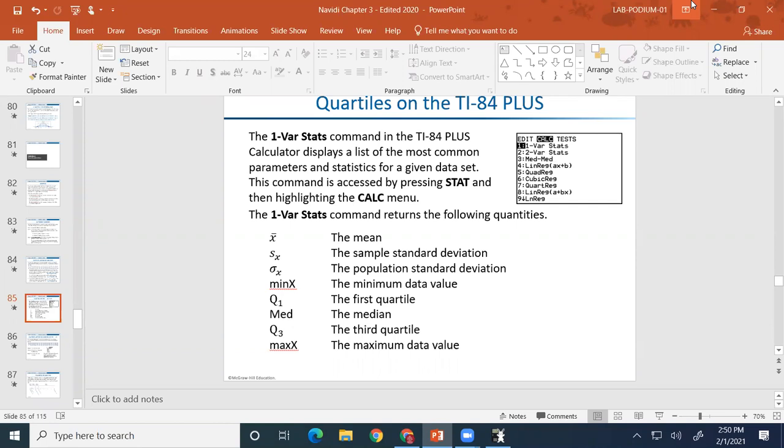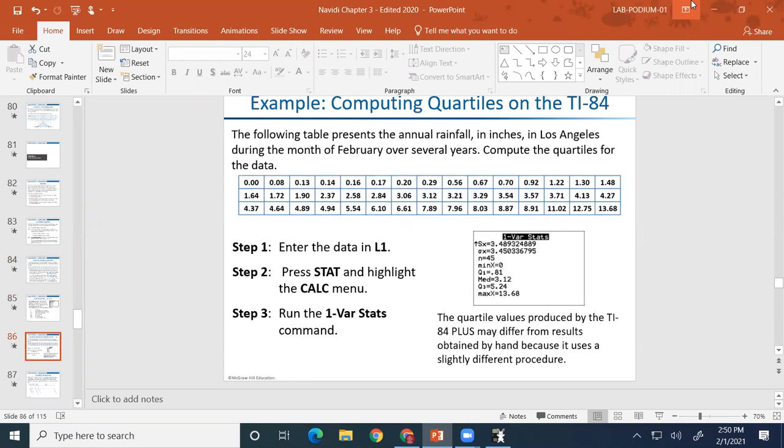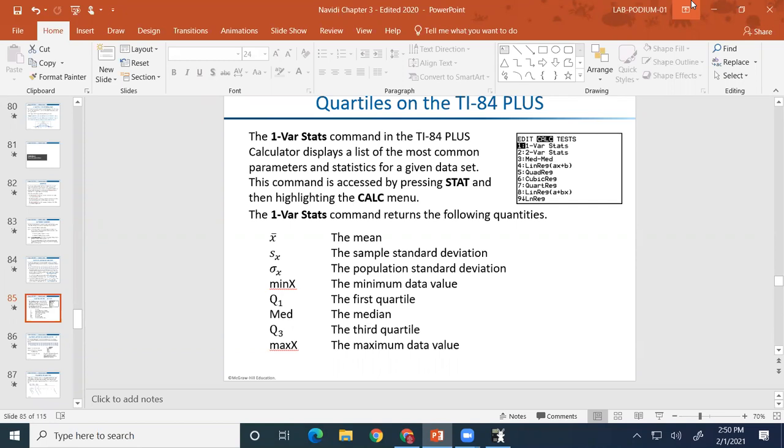The minimum should be pretty obvious. That was 0, and the maximum was, but it calculates it for you, 13.68. So that's what we call the 5-number summary. So the minimum was 0. So this was Q1. The median or Q2, Q3, and the maximum was 13.68.